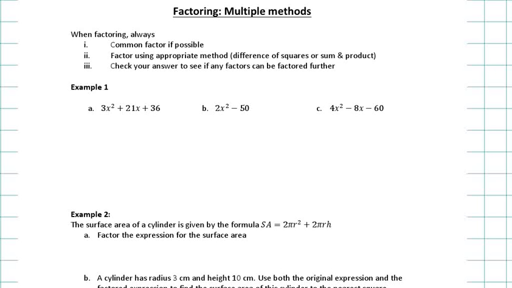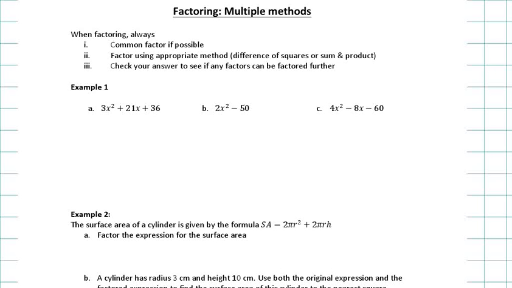Greatest common factoring, or the GCF, is always your first question. You always have to ask yourself, do I have a greatest common factor? After you do that, then you move to either factor by sum and product or factor using the difference of squares.